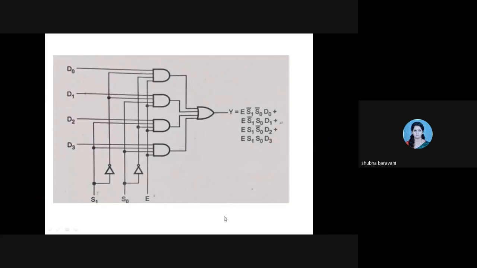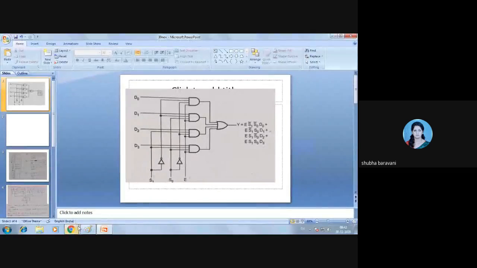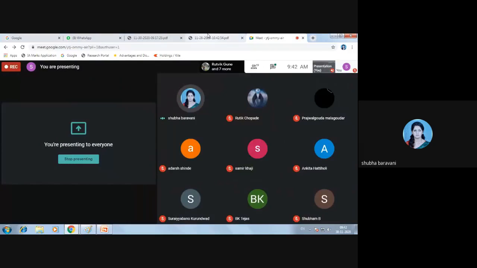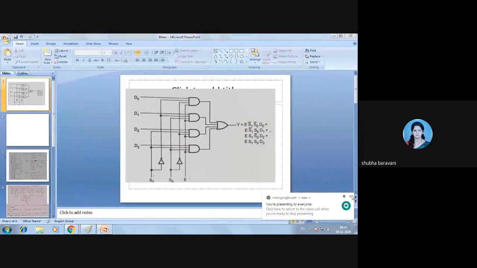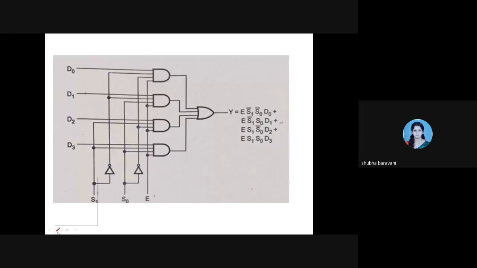Okay. I was explaining you this, right? Okay, see. Now you have to look at this along with this truth table. Okay, this function table and this logic diagram you have to see. Now what I said, we have four inputs. D0, D1, D2, D3 are my four inputs. Okay. Now S1. Okay, we were seeing the first case when your S1 and S0 are 0. So say S1 is 0, S0 is 0.